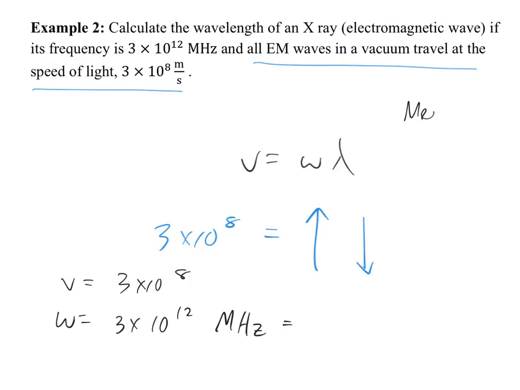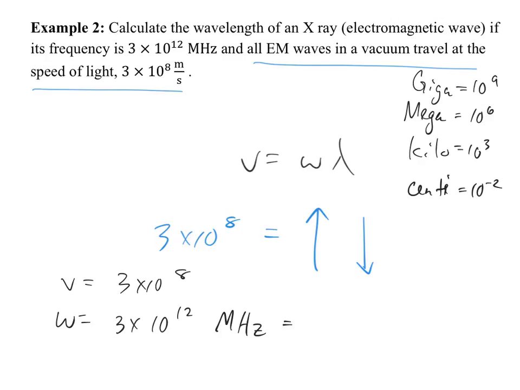So if you want to remember your prefixes, mega is 10 to the 6, and giga is 10 to the 9. Kilo you know already, that's 10 to the 3rd. On the other end, you got centi, 10 to the negative 2. Milli, this is all on your sheet, so if you don't want to write it down, you have it already. You got micro, and you've got nano. These are the ones that, at this point in the year, you're going to end up using all of them.